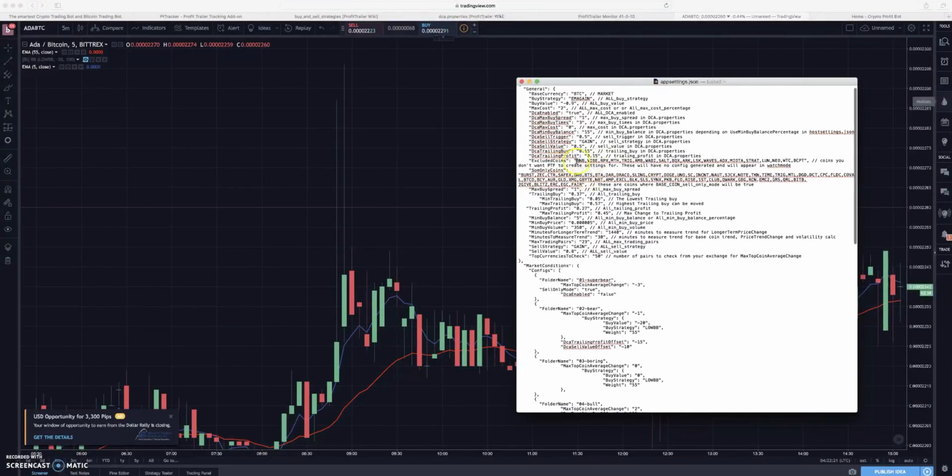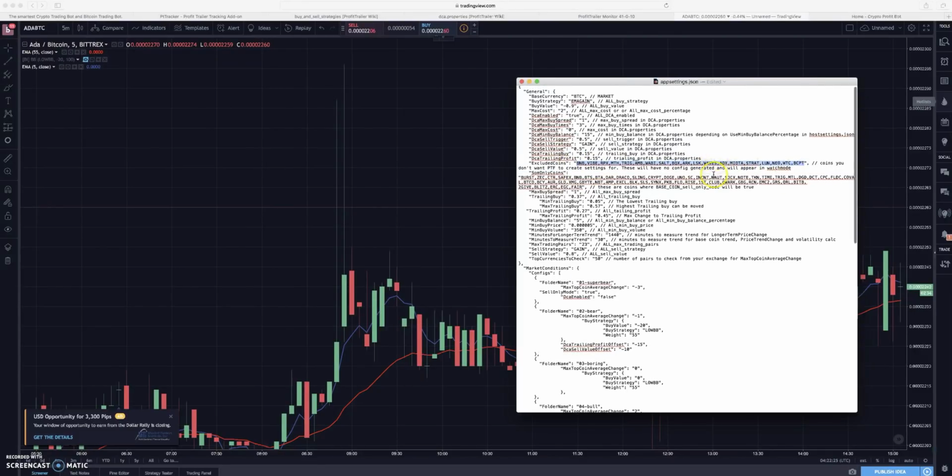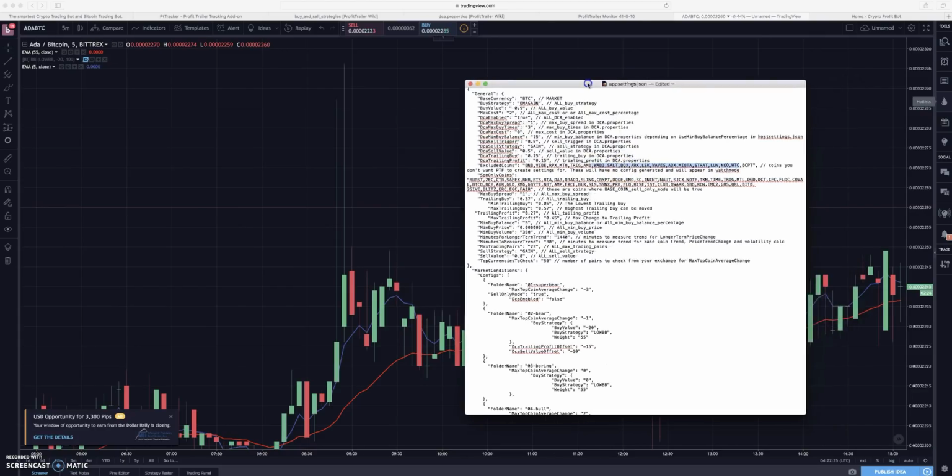Excluded coins, basically these are the coins I don't want to trade, just for whatever reasons. So I have these coins put in there. I don't recommend copying these. The reason for that is I use these coins because I bought them previously in the rise and I want to hold on to these coins and get out of these bags on my own terms.